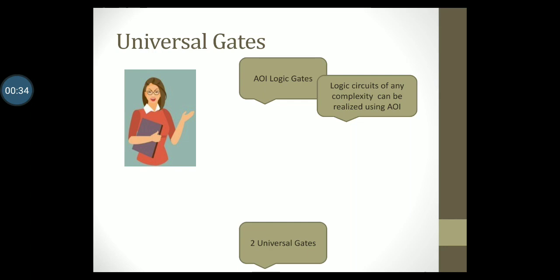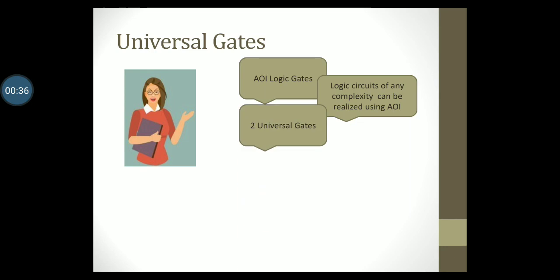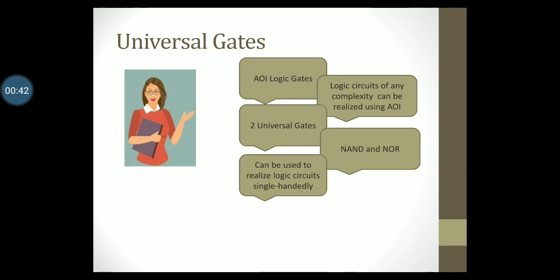Besides these, there are two universal gates called NAND and NOR. They can be used to implement or realize logic circuits single-handedly. Because of this, they are called the universal building blocks of logic circuits.